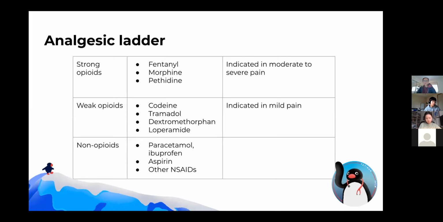And yeah, so this is the analgesic ladder that you can take note of. So your strong opioids are your mainstream ones, and usually used for moderate to severe pain. Then you've got weaker ones like codeine, and finally you've got non-opioids. So you shouldn't confuse paracetamol, aspirin, or NSAIDs with opioids because it's a completely different MOA.